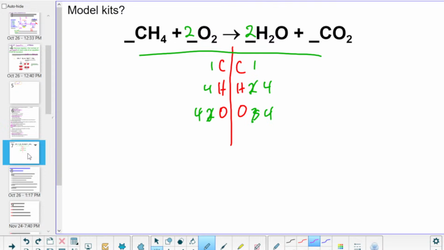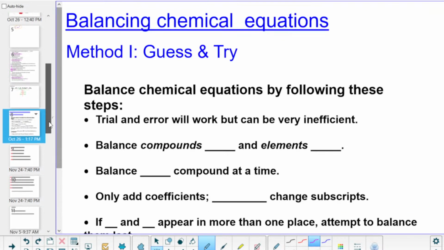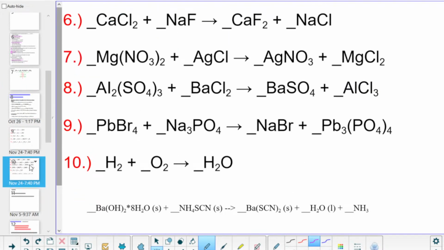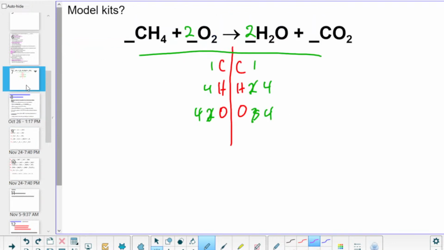And what time is it? Yeah. Let's do these ones then.